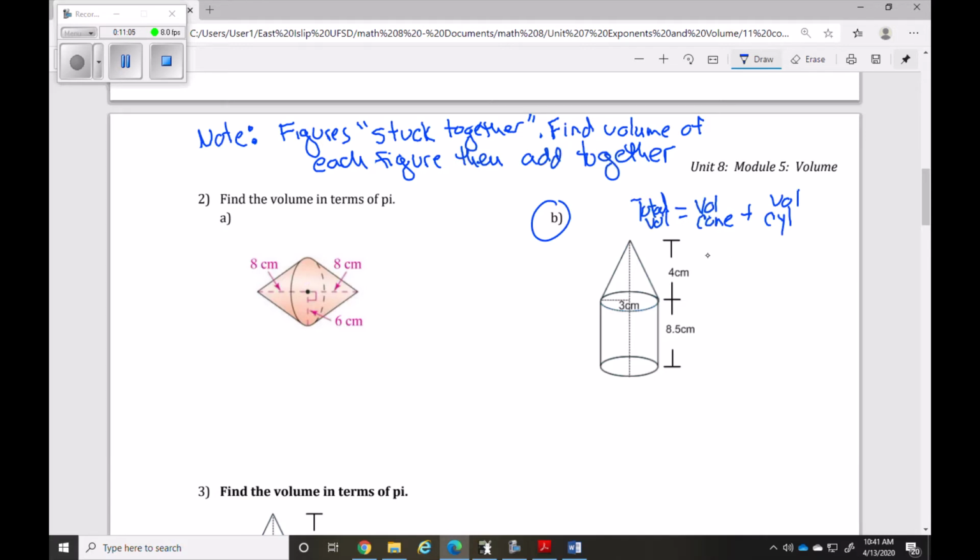So volume of a cone, when you look at your reference sheet, it's 1/3 pi r squared h. And the volume of a cylinder on your reference sheet is pi r squared h. Be really careful with whatever numbers we need to use. So for the cone, this 3, since the dotted line ends halfway through, it must represent the radius.